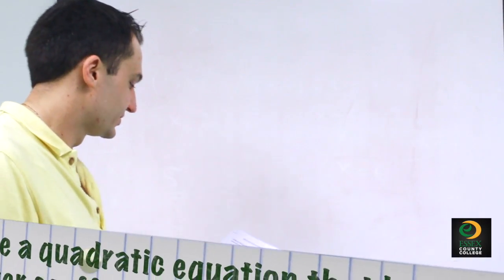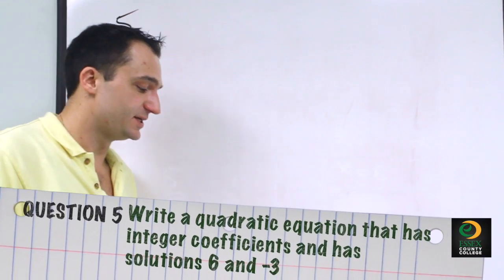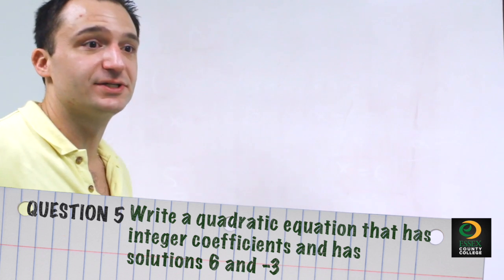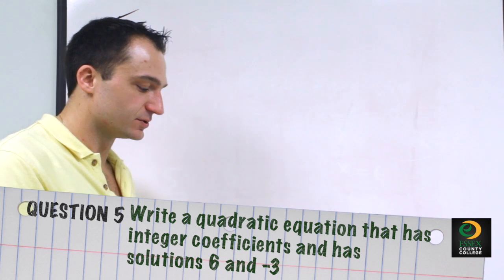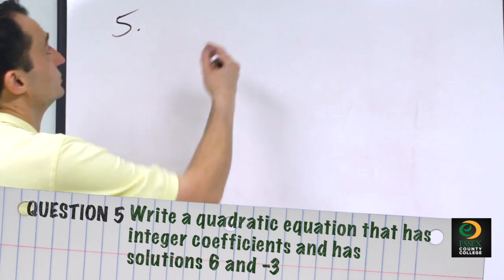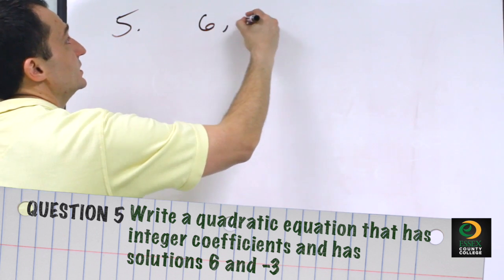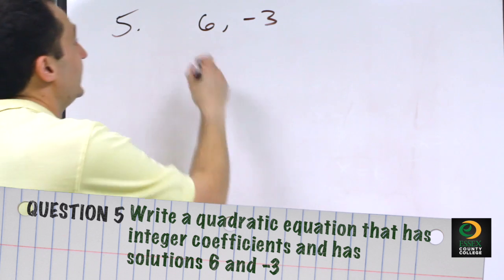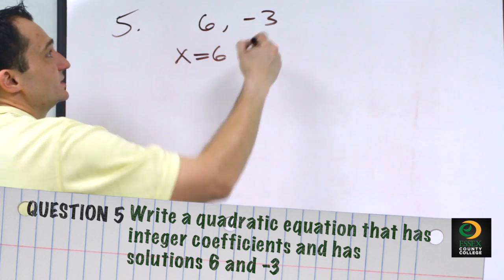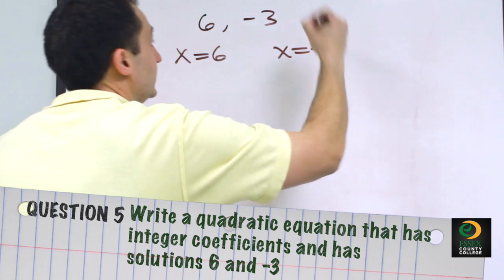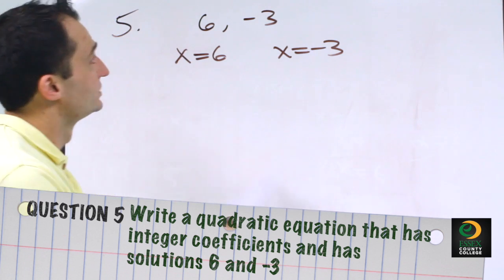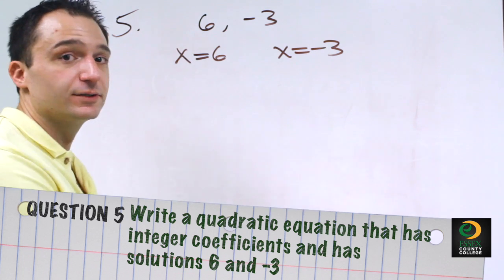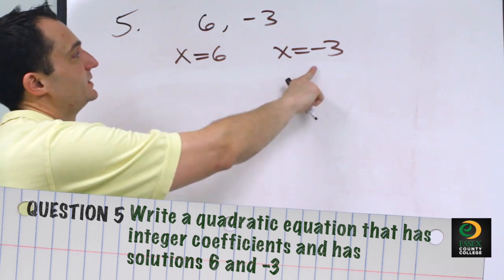Problem number 5 wants us to write a quadratic equation that has integer coefficients and solutions of 6 and negative 3. The solutions of 6 and negative 3 simply mean that x equals 6 and x equals negative 3. And when it has integer coefficients, that just means that there are numbers in front of the x's in the final equation. So we have x equals 6 and x equals negative 3.